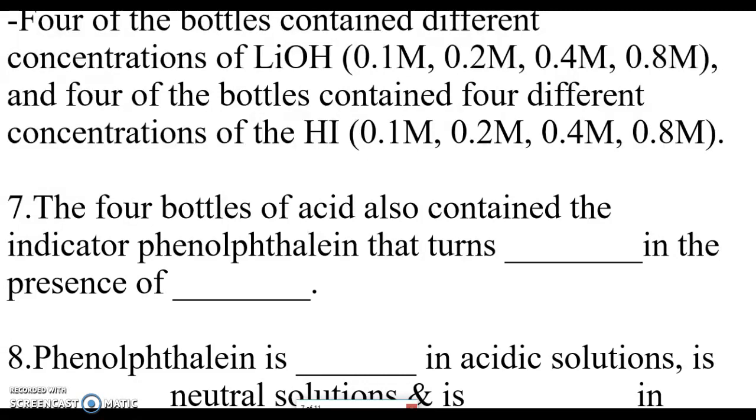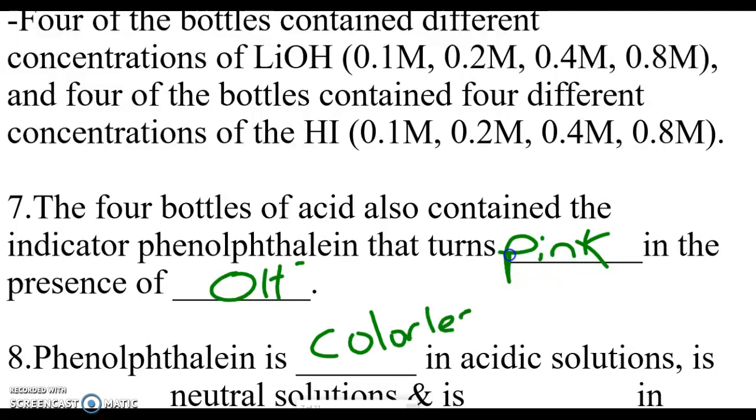The 4 bottles of acid also contain the indicator phenolphthalein, which turns pink in the presence of hydroxide ion. Phenolphthalein is colorless in acidic solutions and is colorless in neutral solutions and is pink in basic solutions.